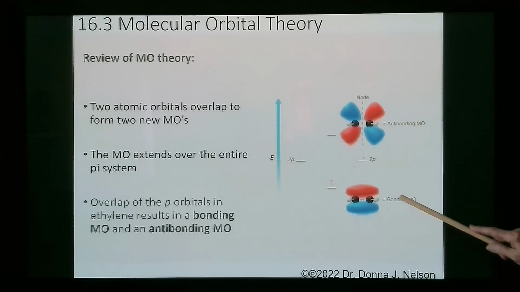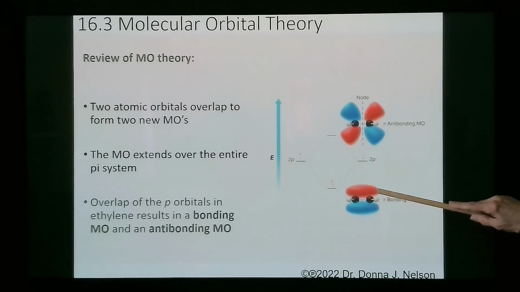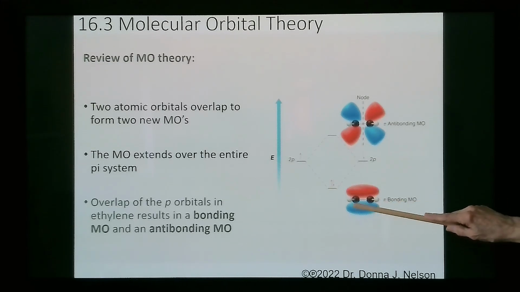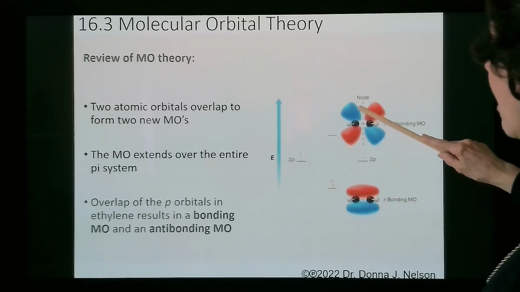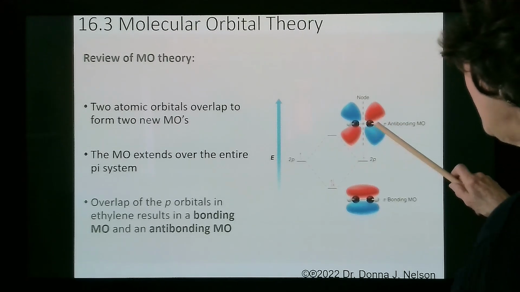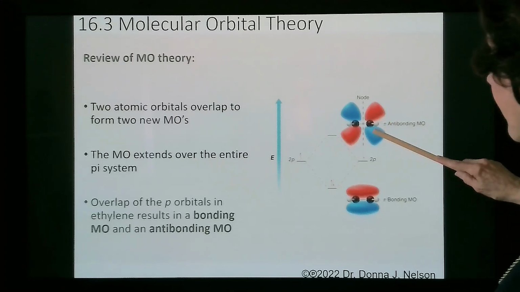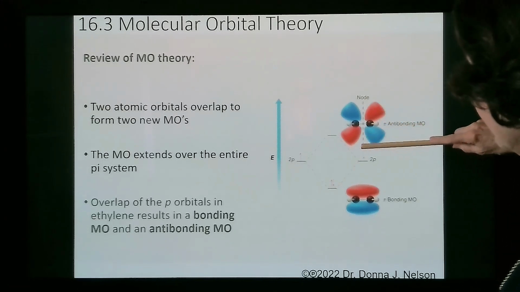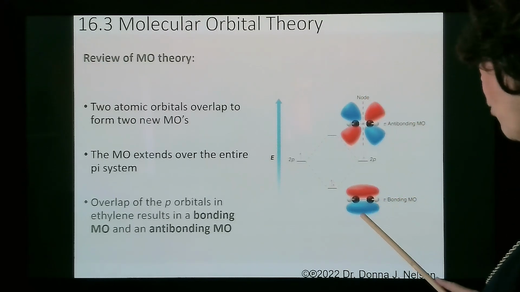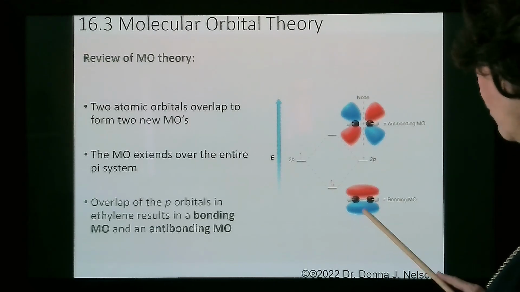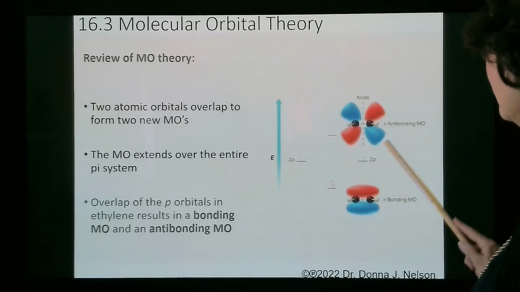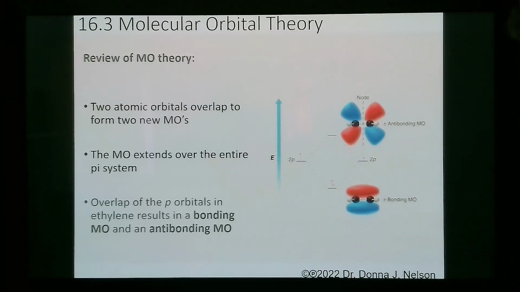And so you can see in the bonding MO, the p orbitals have overlapped and indeed form this pi bond. Up here, they are interacting destructively, and you can see that they have formed an anti-bonding MO, and you can see this node in between. In the bonding molecular orbital, notice there is no node. Up here, there is a node, so that means there is no bonding interaction. And so that's why this is called anti-bonding.